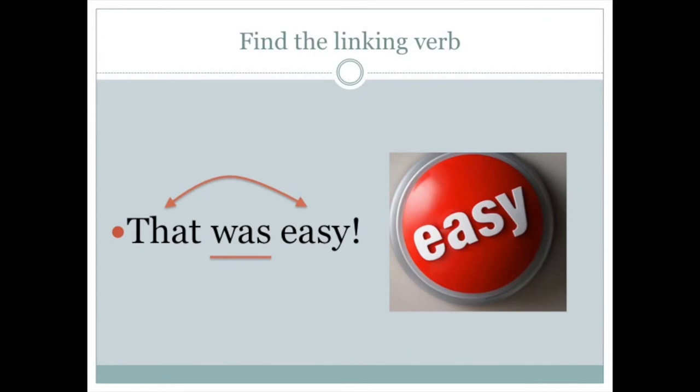Here's our first sentence. That was easy. Well, we know that was is a verb in this sentence because we remember all of our tricky verbs, the forms of be: is, am, are, was, and were. So, was is the linking verb in this sentence. It's connecting our subject, that, with a word in the predicate, easy. Easy is an adjective, so easy is acting as a predicate adjective in this sentence. That and easy are being linked by the linking verb was.